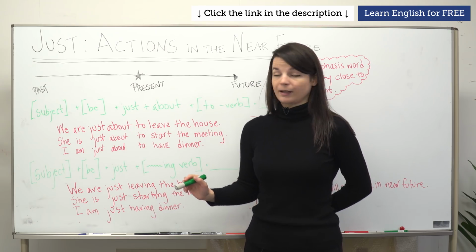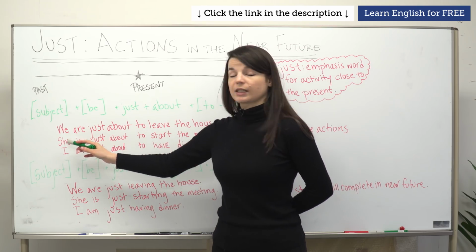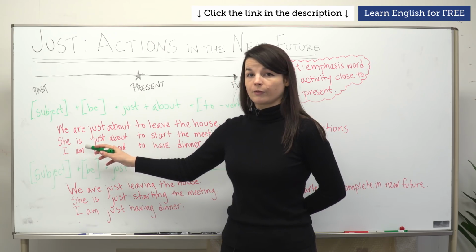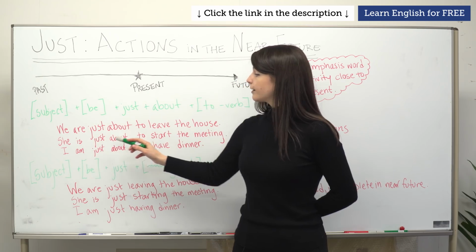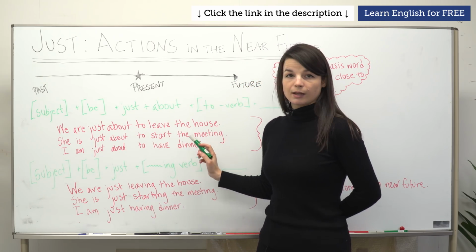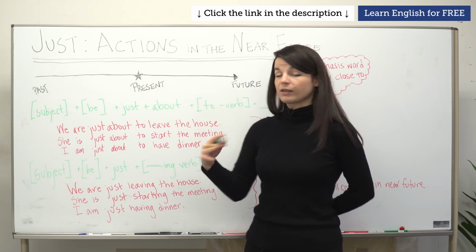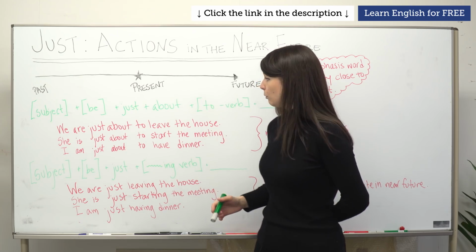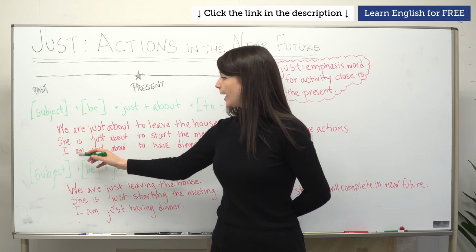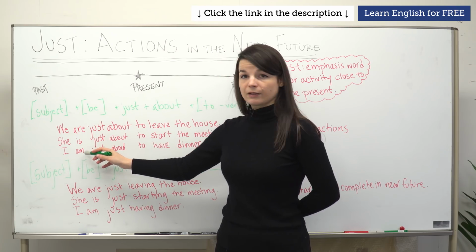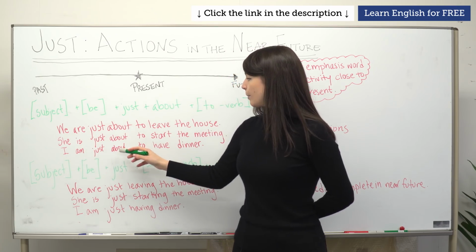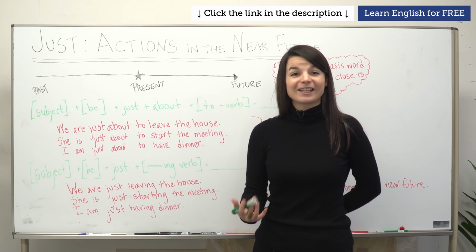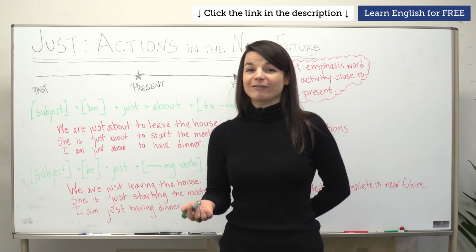Let's look at another example. Here, my subject is she. So she is, in this case is the form of the be verb. She is just about to start the meeting. So in this case, the meeting is going to start very soon in the future. One more example sentence. I am, in this case am, is my be verb. I am just about to have dinner. So this means in the very near future, I am going to have dinner.